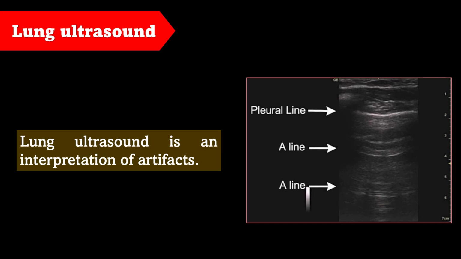It's been a very long time that we know about ultrasound, but it was thought that ultrasound would not be a good tool for examination of the lung. As you know, ultrasound has an enemy, which is bone and air. So the lung is full of air, so the ultrasound cannot penetrate the lung tissue. But recently, we found that there are patterns or artifacts that can be helpful in diagnosis of many abnormalities. So lung ultrasound is an interpretation of artifacts.